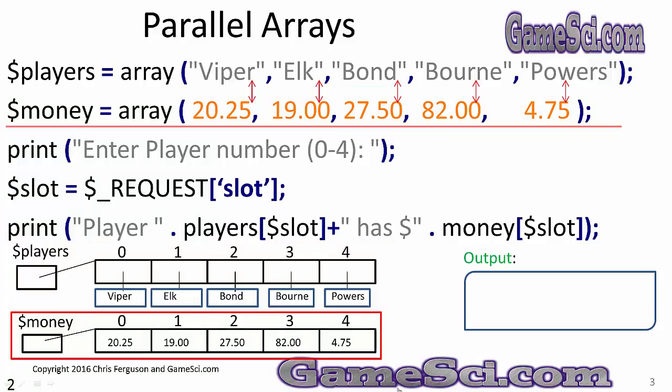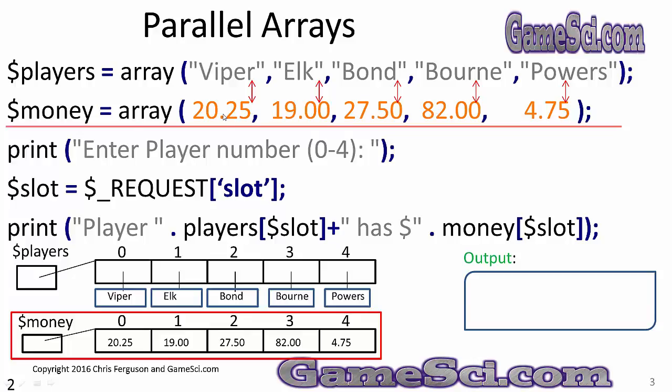One way to do that is with a parallel array. So this second array of money, slot 1 of money is going to correspond to slot 1 of players. Slot 3 of money is going to correspond to slot 3 of players. You can see here that Viper in slot 0 has $20.25. Elk in slot 1 has 19. Bond in slot 2 has 27.50. Born has 82 and Powers has 4.75.